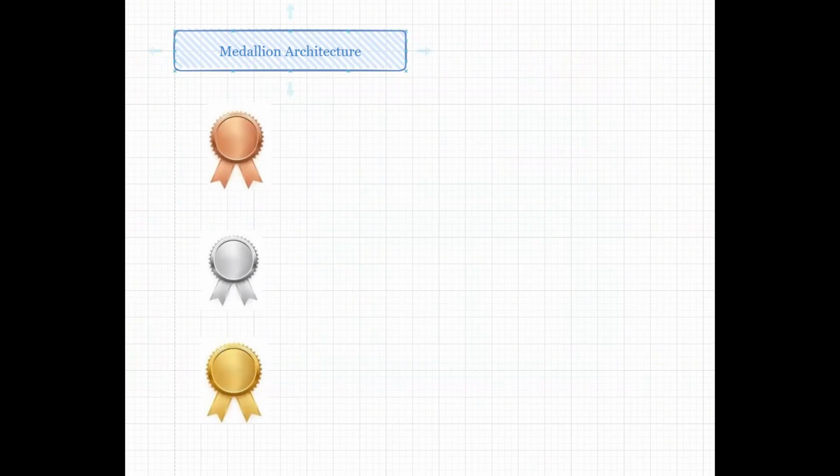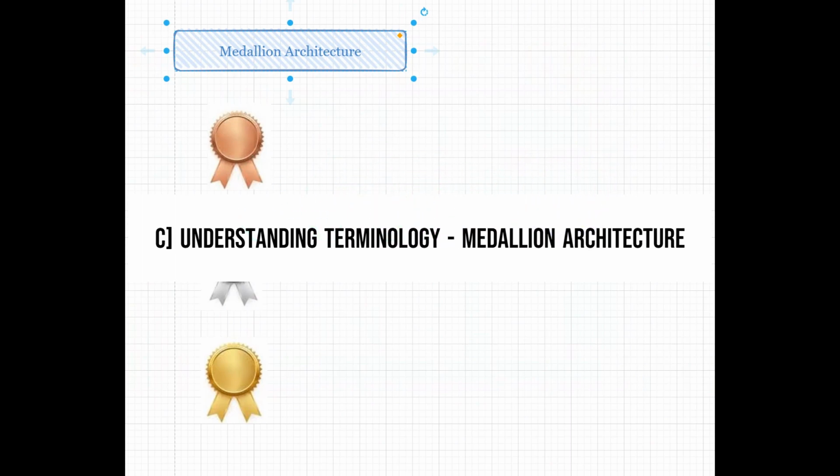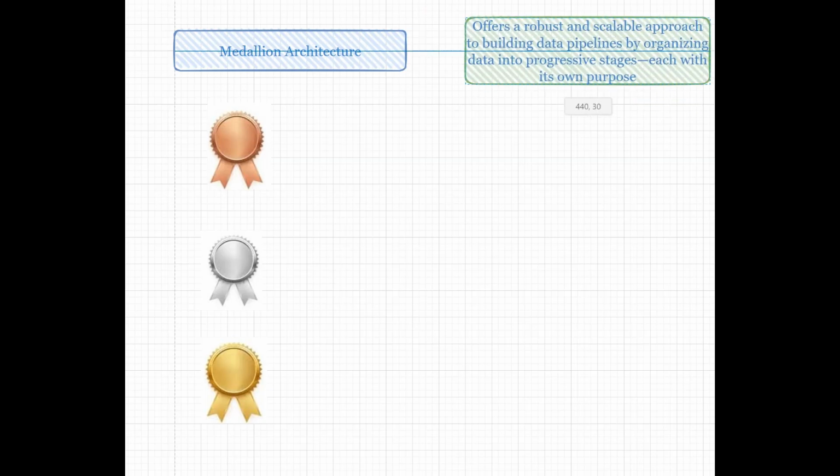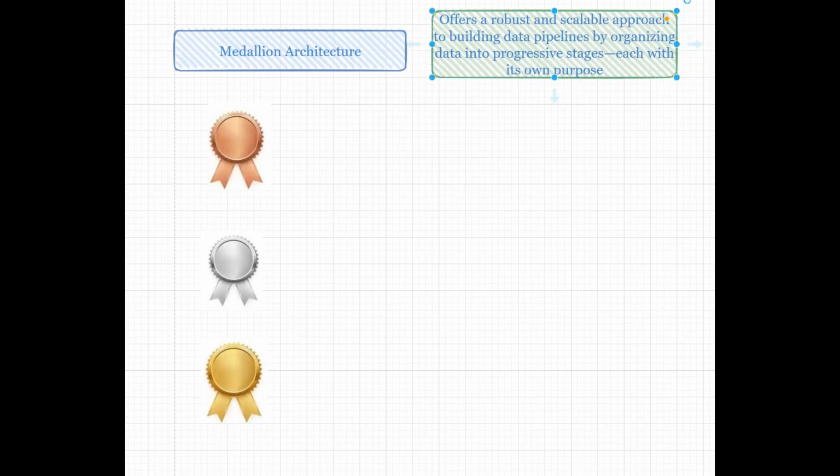Now let's try to understand what is Medallion architecture. The Medallion architecture is a data management framework commonly used in modern data lakes or data warehouses. It organizes the data into three layers, namely the bronze layer, silver layer, and the gold layer. Each of these layers or steps is designed to handle the data at different stages of processing and optimization.